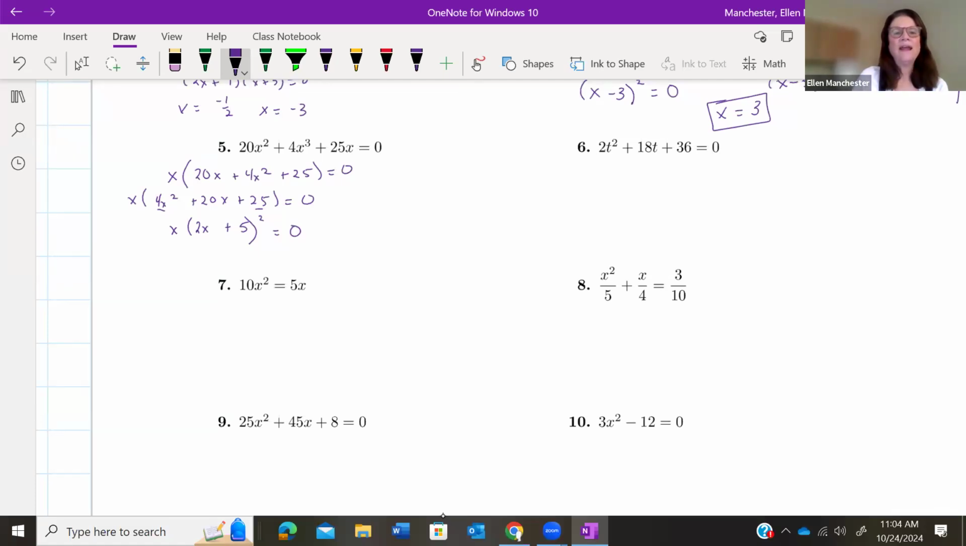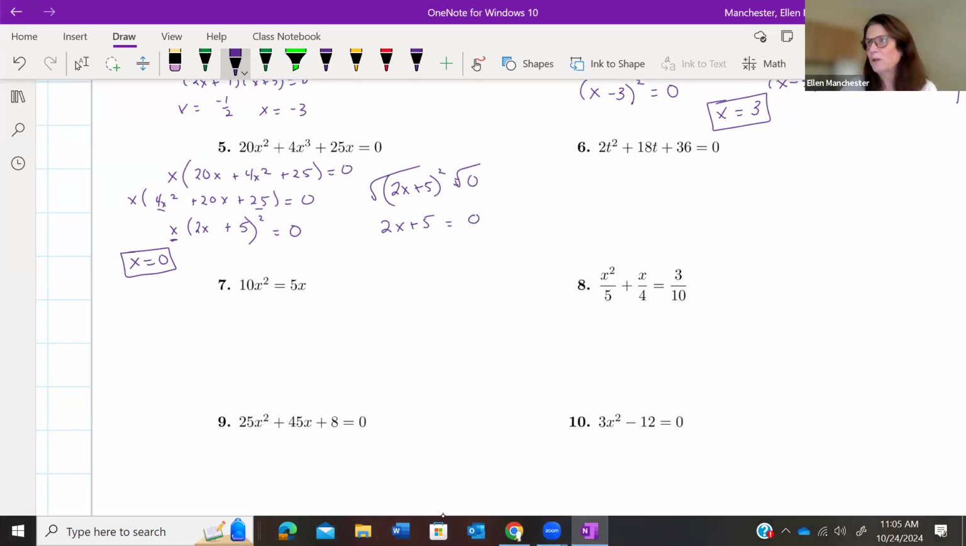All right, so now because we're solving, because there's an X out here, X equals 0, that's one answer. The other one is 2x plus 5 squared equals 0. So to solve it, you're going to square root both sides. And all that does is it pulls out the 2x plus 5, because remember, the square root of something squared, these cancel each other. And then you solve. So I had x is 0 and x equals negative 5 halves. Those are my two values.